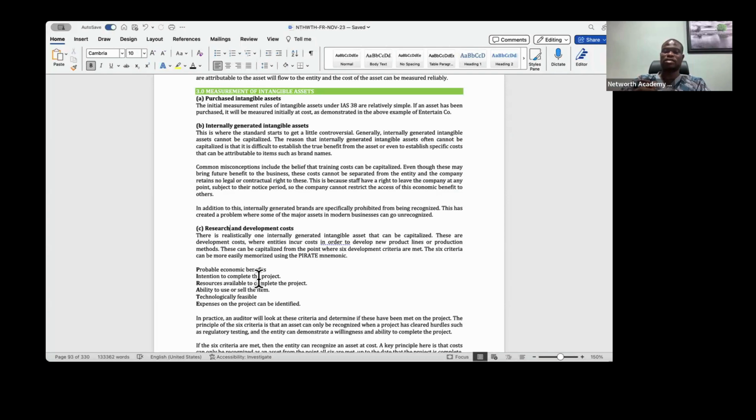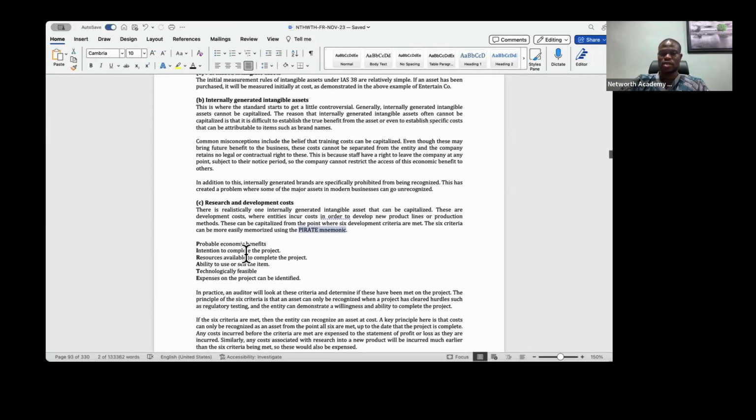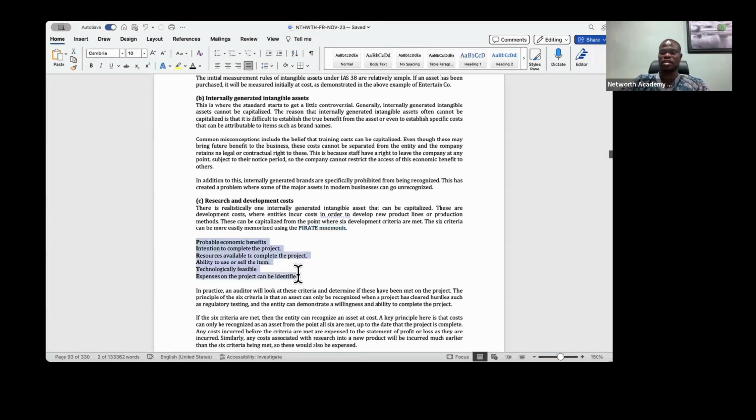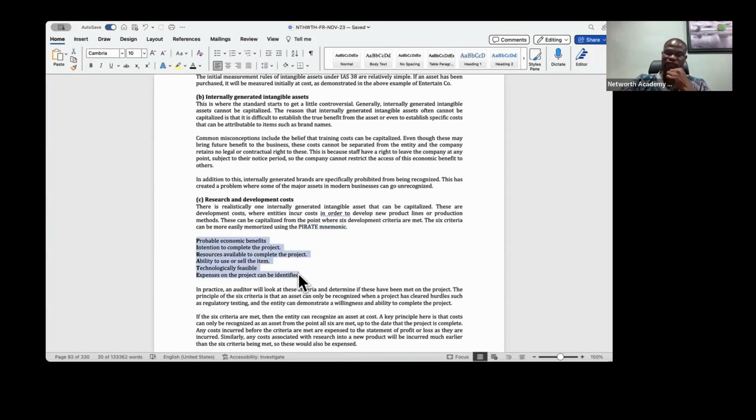So that you can easily memorize these 6 criteria, I codified it as PIRATE for you. P-I-R-A-T-E are the 6 criteria that must be met before a development cost can be recognized, or capitalized, as an intangible asset. If it doesn't meet these 6 criteria, then you have to expense it.